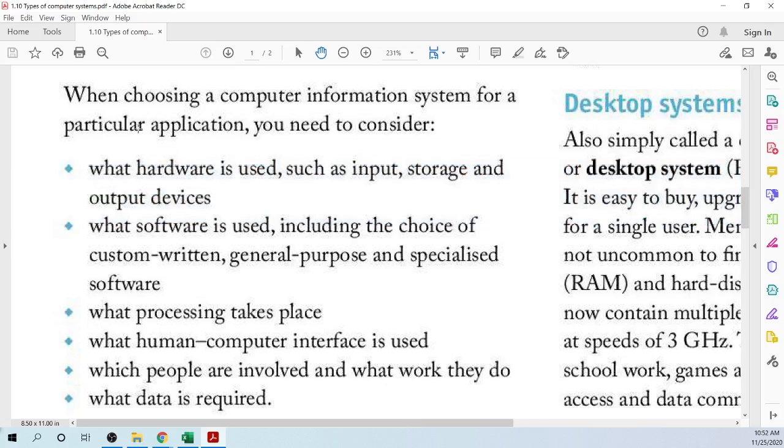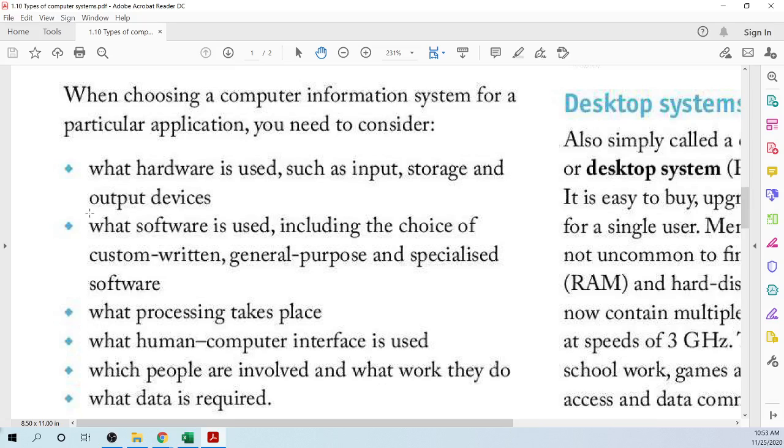No matter what computer system is being used for any situation, you still need hardware. So the first question that a developer is going to ask is, what kind of hardware do I need? What kind of input device do I need? What kind of storage device do I need? What kind of output device do I need? Because even though the computer system is being used in a factory, it is still carrying out these three main tasks: input, storage, and output.